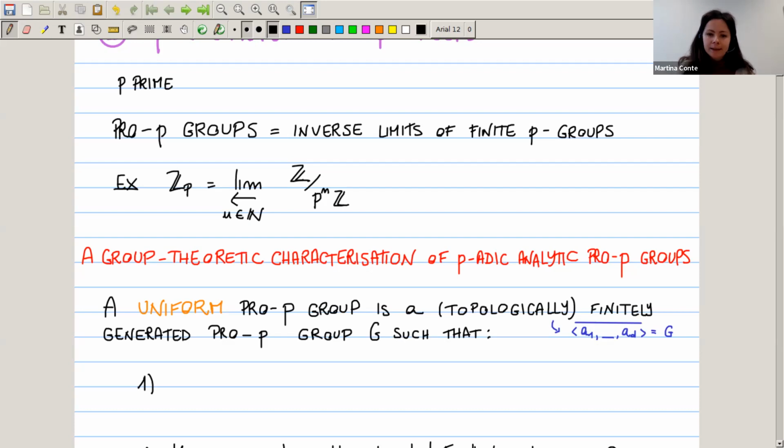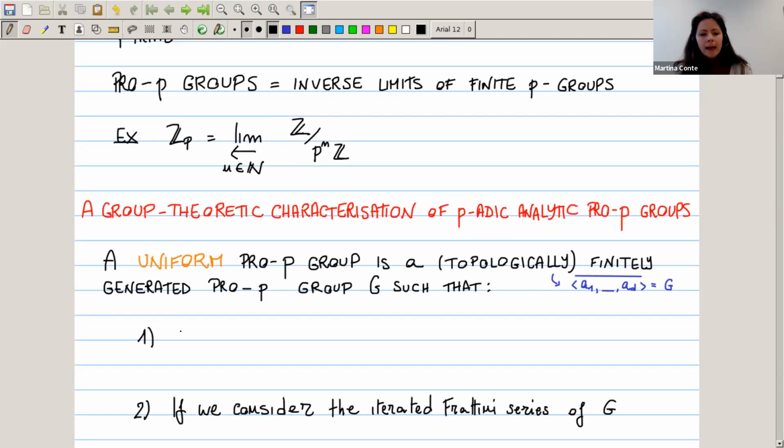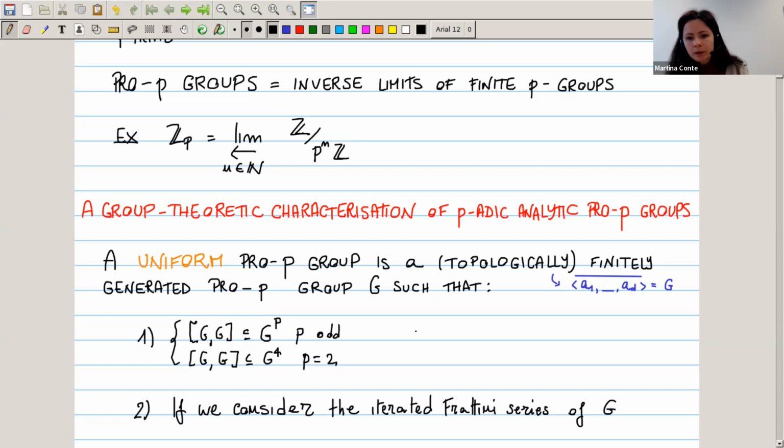So a uniform Pro-P group, as I said, is first of all finitely generated, and it has the following properties. It has many p-th powers, in the sense that the commutator subgroup of G is contained in the group generated by the p-th powers of G if p is odd, and the commutator subgroup of G is contained in the group generated by the fourth powers of G if p is equal to 2. This is what is called a powerful Pro-P group.